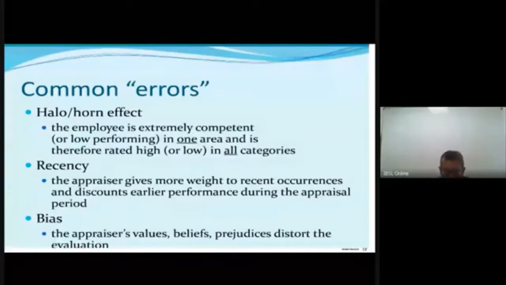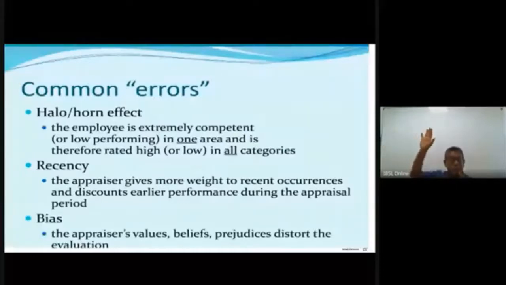Now, in one area you are good, and they mark all other areas good also. That is the halo effect. In one area you are marked bad, and they mark the other areas in the entire evaluation sheet as bad. That is the horn effect. That is what you call halo and horn effect. These are problems with evaluators, so the ultimate result is not the correct one. Got the point? You know what is meant by halo and horn effects.